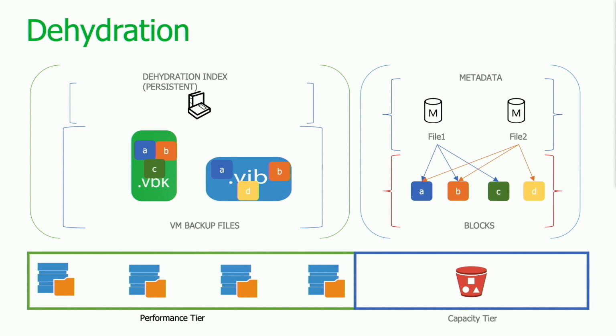But this is basically how we've done the reduction. And what this means is that the data we're sending up is never going to be as big as what it was in the performance tier, because we're getting efficiencies with this source-side block replication.